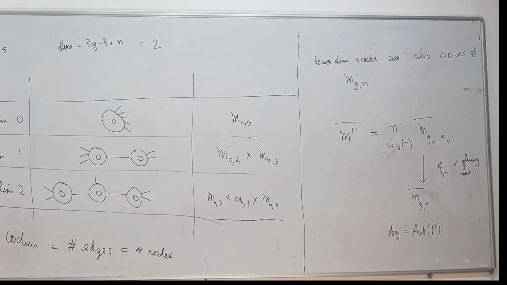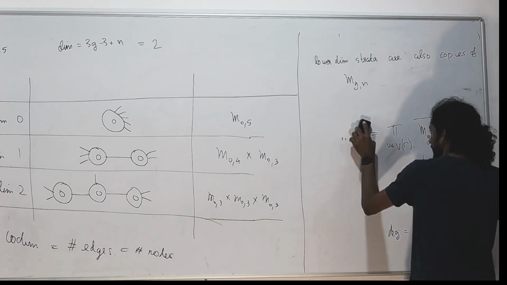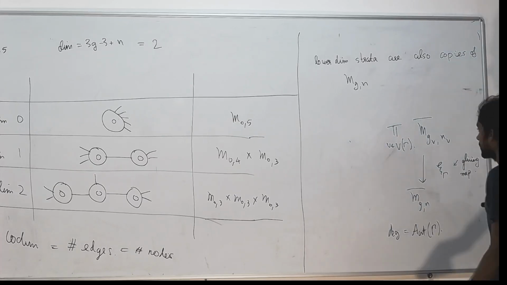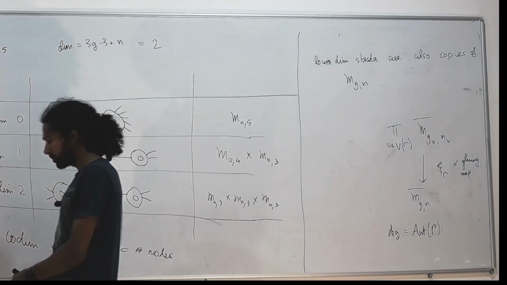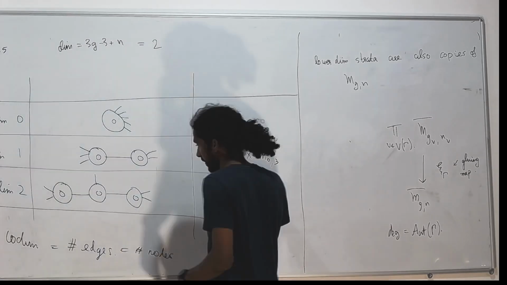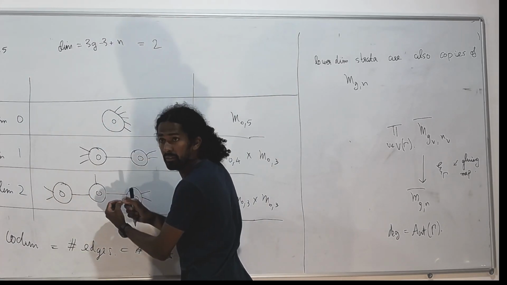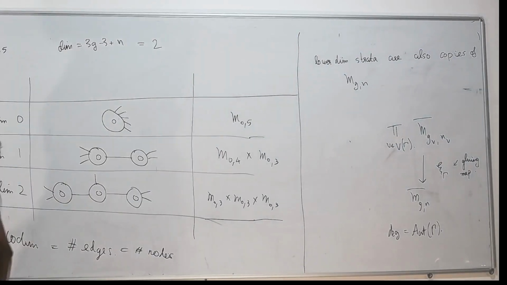Actually, now I should say maybe, it could have nodes. I would still be able to glue them together, right? So maybe I would take something like the M_0,4 boundary is going to be like this thing, and then I would still be able to glue them together. Sorry, let me draw a picture.